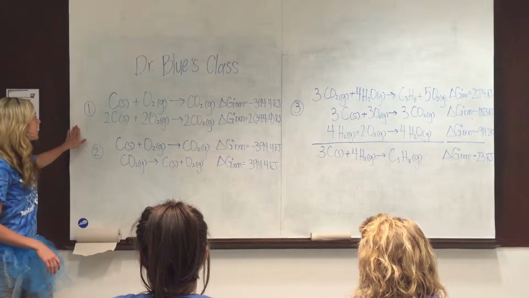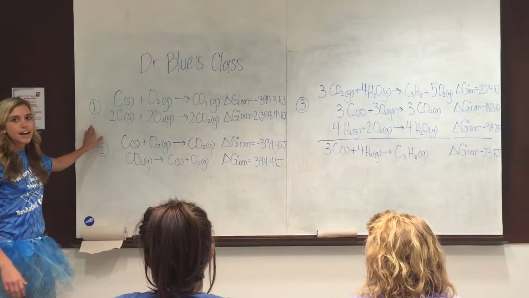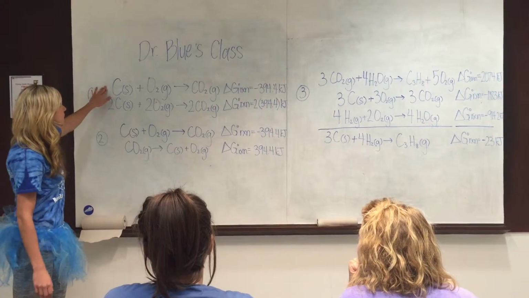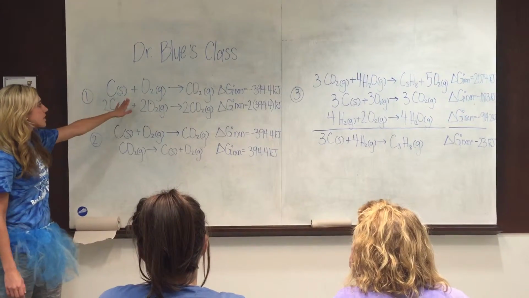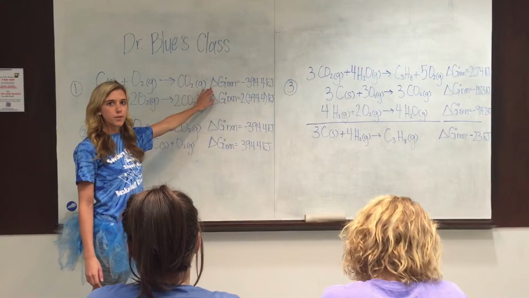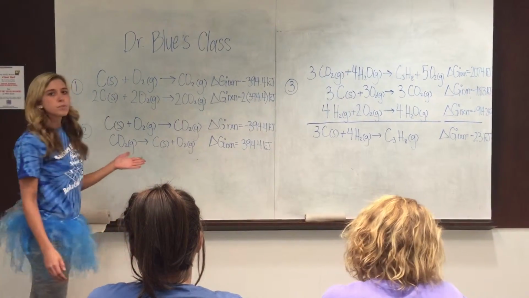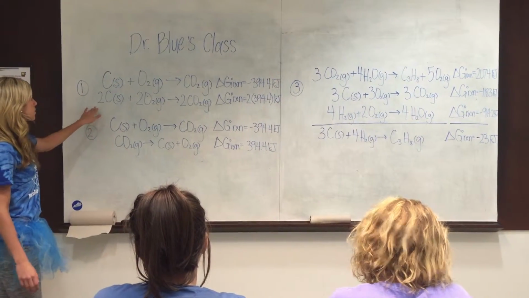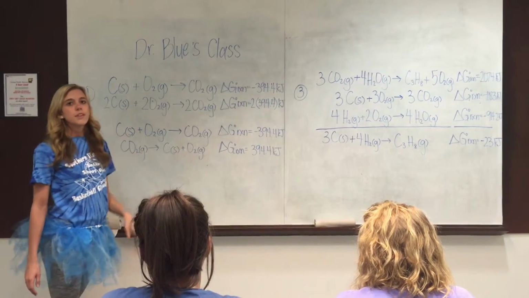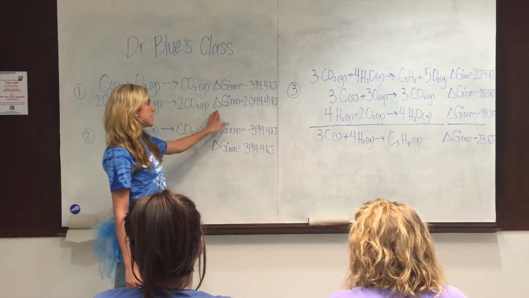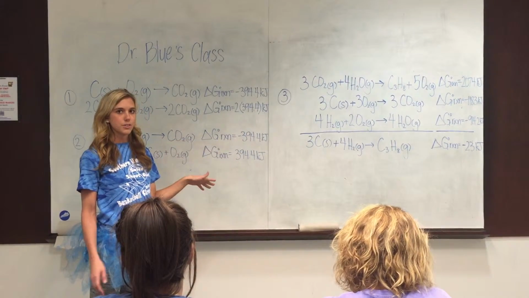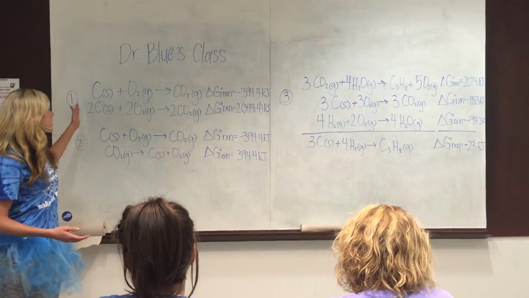The first one: if we multiply a given reaction by a factor, we must multiply delta G by that same factor. So in this equation, carbon plus oxygen yields CO2. The delta G of the reaction is negative 394.4 kilojoules. Say we needed to multiply this reaction by 2. So we get 2 carbon plus 2 O2 yield 2 CO2. Then we multiply the delta G also by 2. So you need 2 times negative 394.4 kilojoules, and you get the delta G for the second reaction.